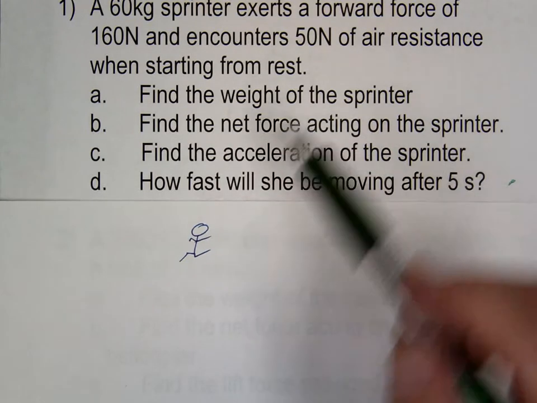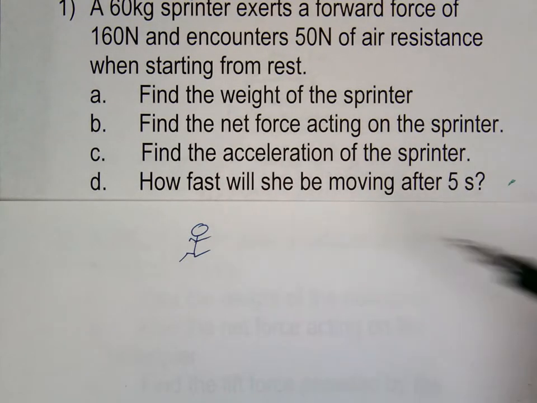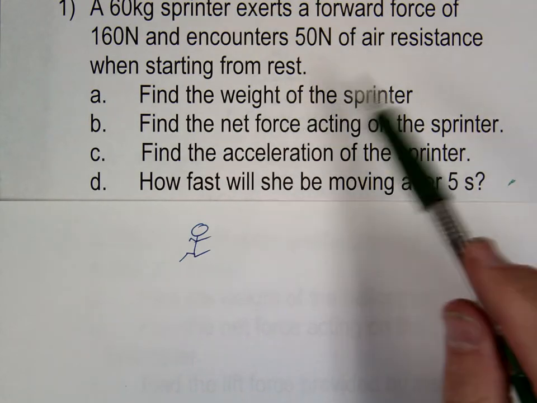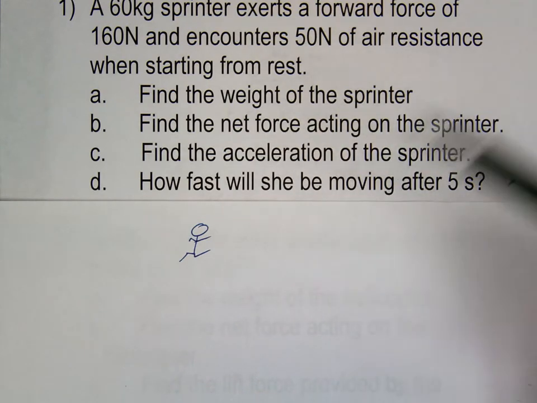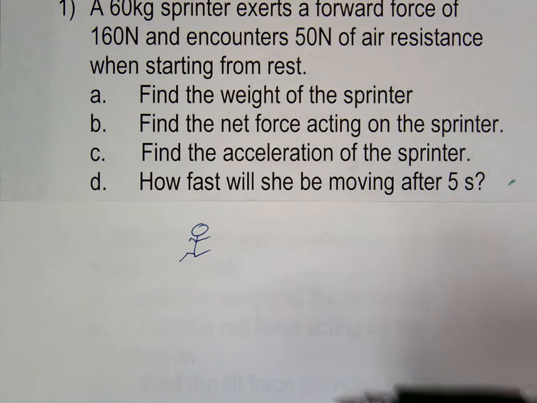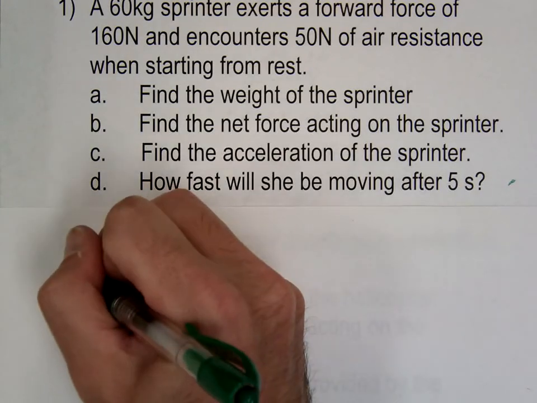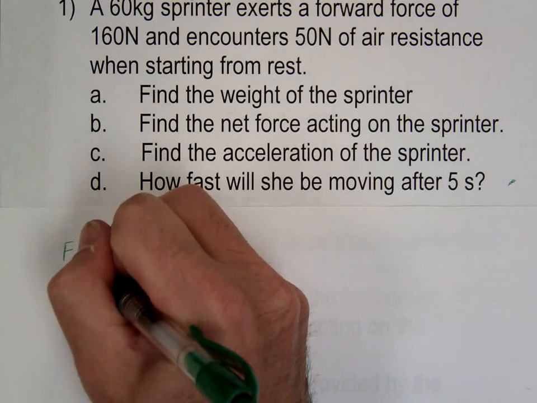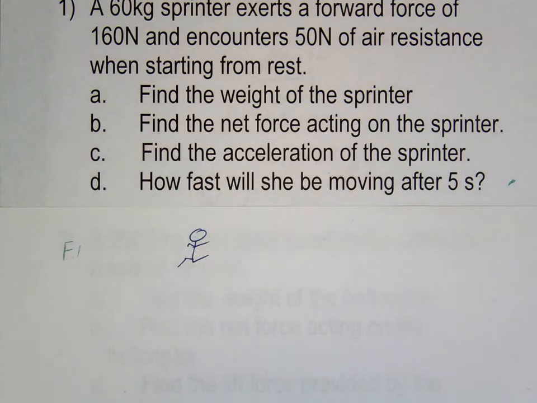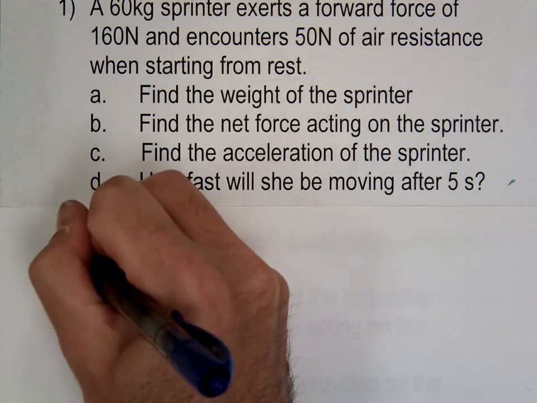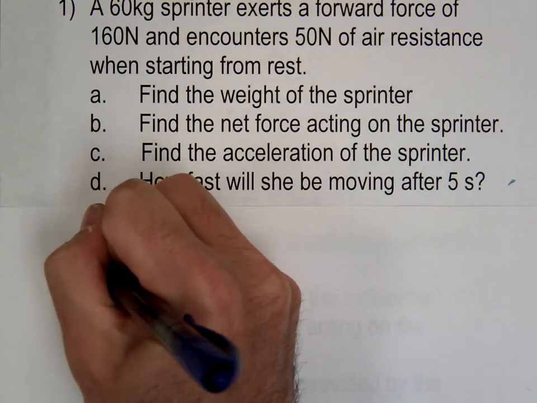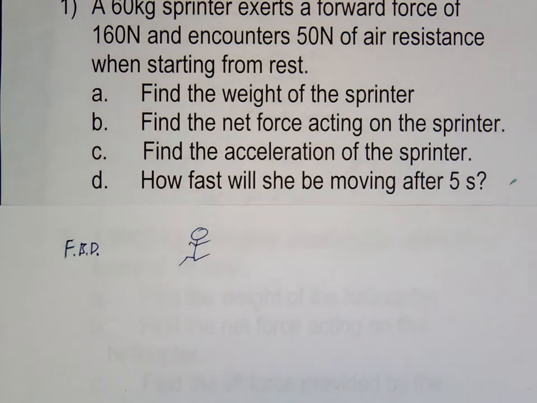We have our sprinter. The sprinter is going to exert a forward force of 160 newtons. It's going to encounter some air resistance, and we know that they're starting from rest. So actually, I didn't ask you to do this, but why don't we do this? One of the first steps that you should do on most of these problems is to draw a free body diagram. Call it FBD for short. We did some of them yesterday.